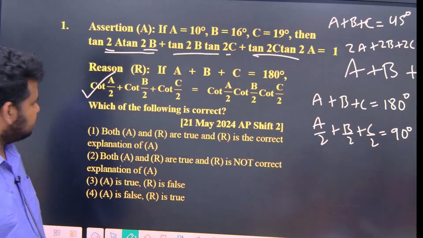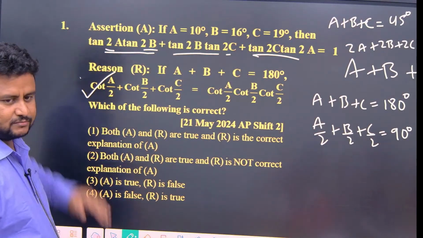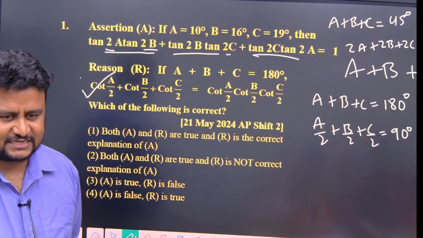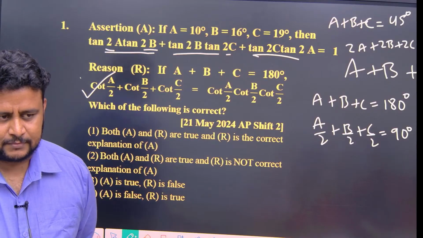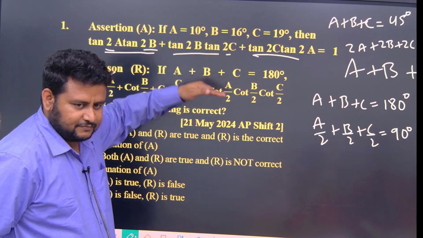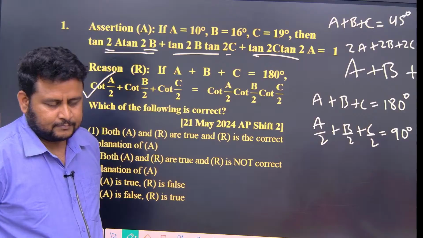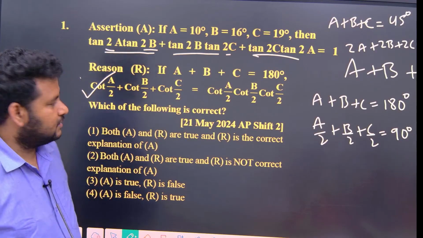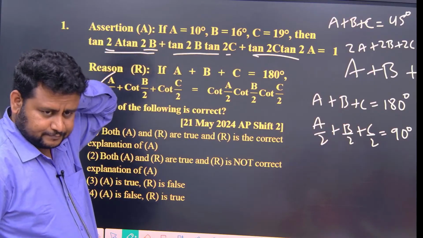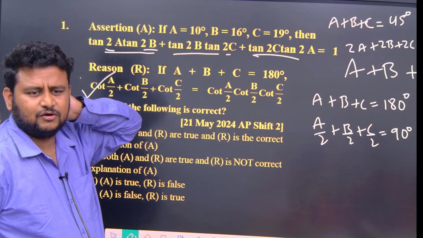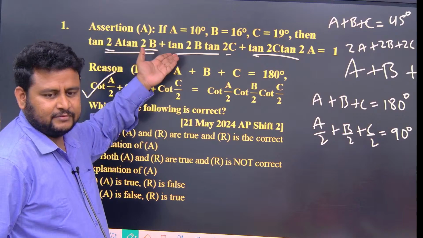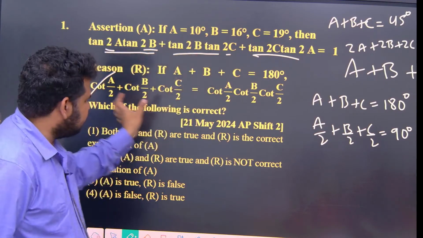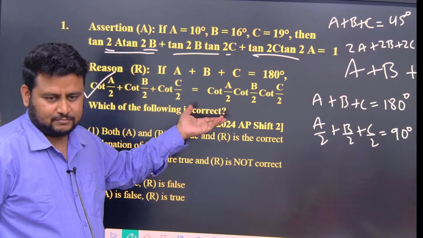But my question is, is this reason explaining the assertion? Yes or no? How many of you say yes? How many of you say no? So we understood this is correct. Now tell me whether it is explaining this one or not. No, definitely no, because here we are talking about tan. Very simple. Here we are talking about the result with respect to tan. Here we are talking about result with respect to cot.